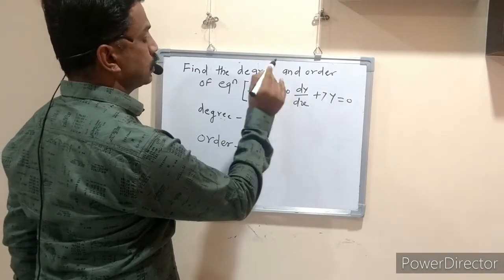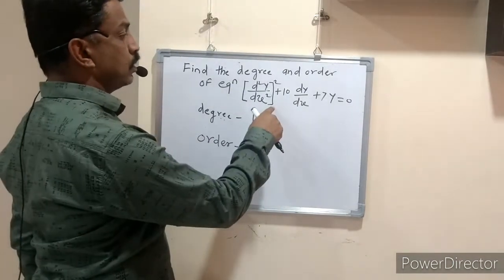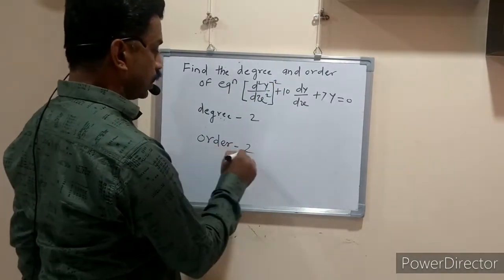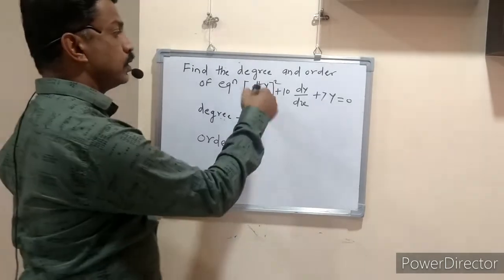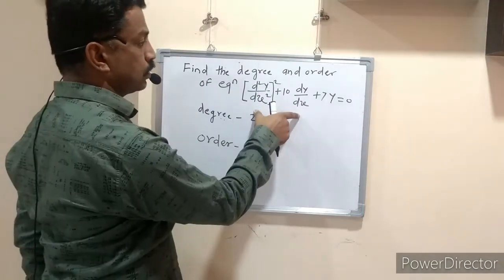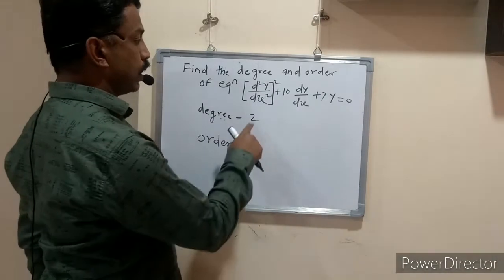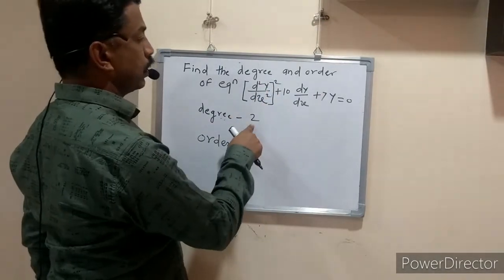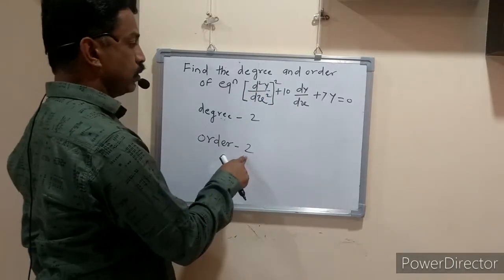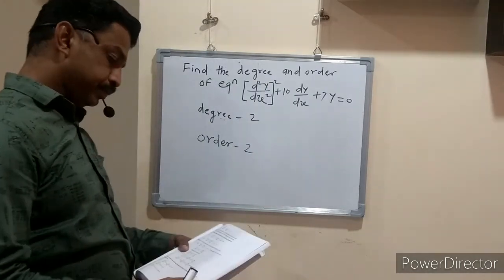Instead of this, if I write like this, and here if we say that it is square, then now the power of the highest derivative is 2, therefore the degree is 2 and the order is also 2. So in this way we can easily find the degree and order of the equation. The power of the highest derivative is 2, therefore degree is 2, and the highest derivative is d2y by dx square, so order is 2. So this is a second degree second order differential equation.